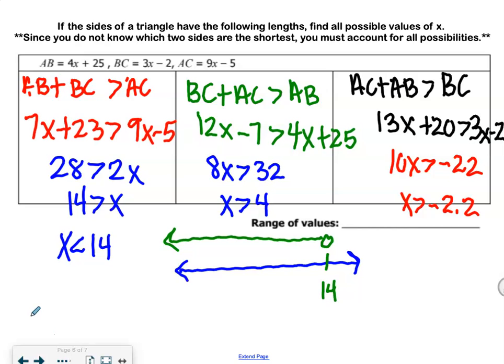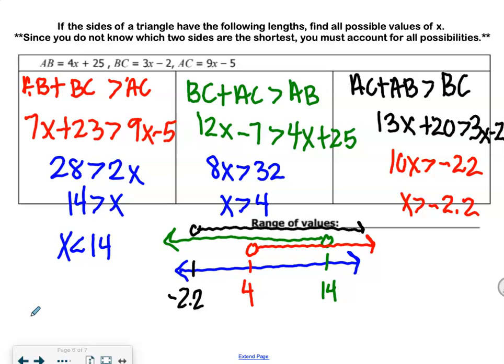Okay, x is greater than 4. I'm going to pretend 4 is here. If I'm greater, am I going to the left or to the right? To the right. Well, we have one more though. And then 2.2. If I want to be bigger than 2.2, to the left or right? To the right.